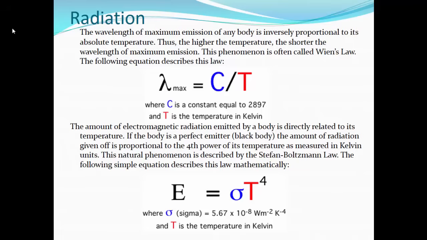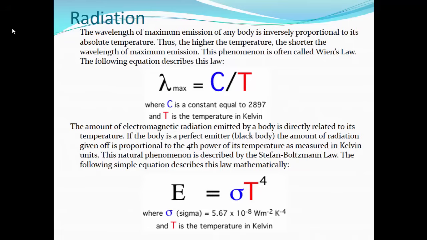Stefan and Boltzmann being two scientists. The following simple equation describes this law. E, the amount of energy, is equal to sigma, which is just a constant, times the temperature raised to the fourth power. So as that temperature goes up, the amount of radiation that's emitted goes up to the fourth power. It goes up in massive amounts. So as temperature goes up, the amount of energy given off by an object goes up very, very rapidly. So again, the Earth is cool compared to the sun, so the Earth gives off a small amount of radiation where the sun gives off a tremendous amount of radiation.